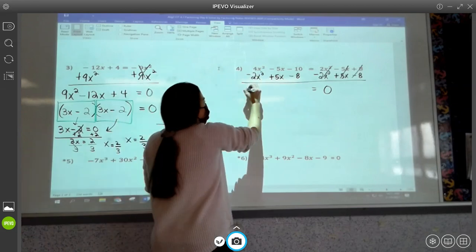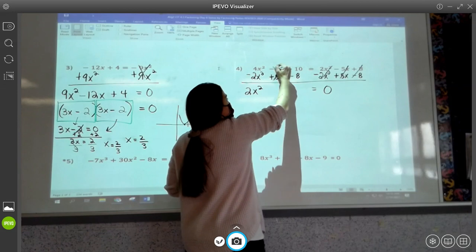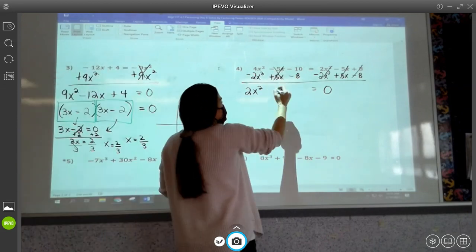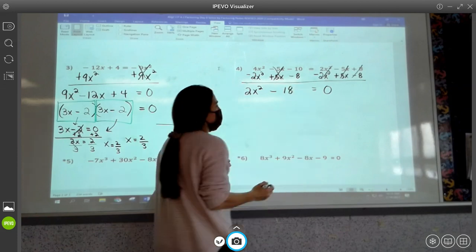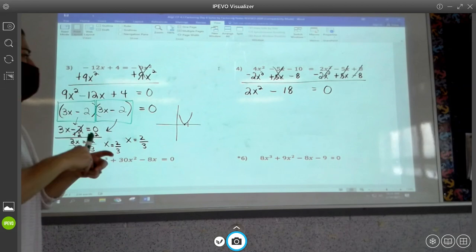All right, now I'm going to get what? 2x squared. My x's actually end up canceling out. I don't have any more x's in this problem. And then negative 10 minus 8 more, minus 18. So we're left with this teeny tiny quadratic equation.